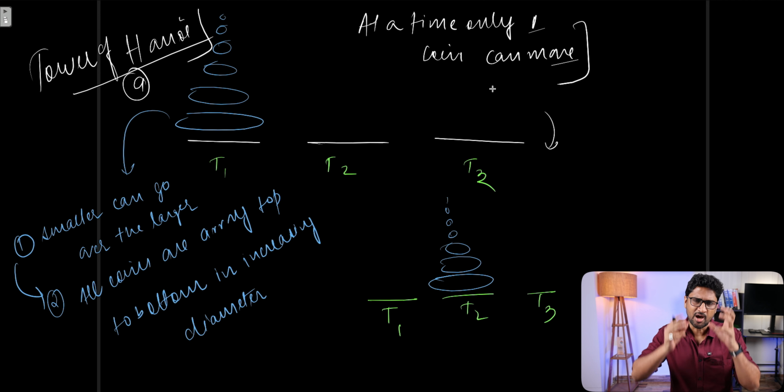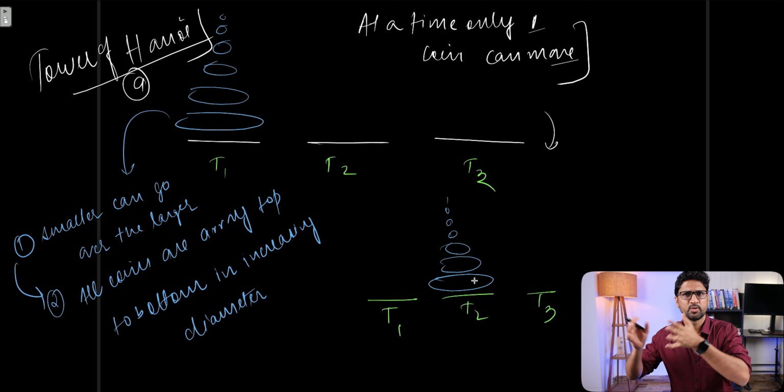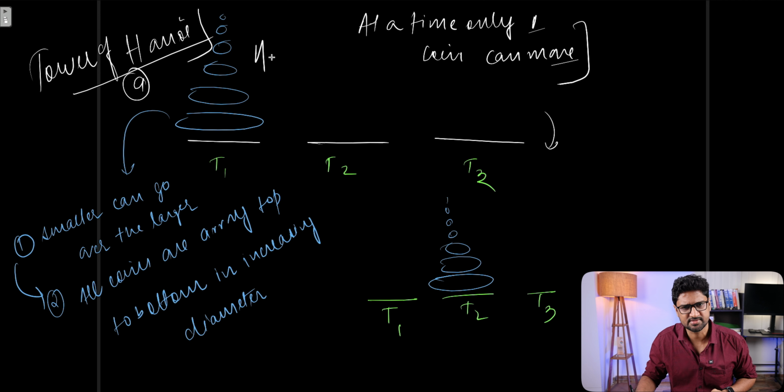You have to tell me how many steps it takes to move all the coins from T1 to T2. I'm again repeating. There are three tables, table 1, table 2, table 3. Table 1 has n coins.